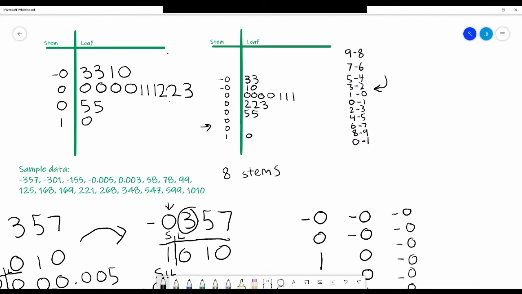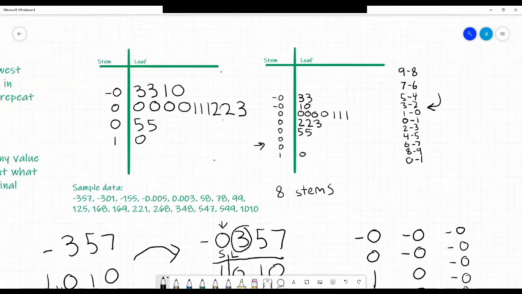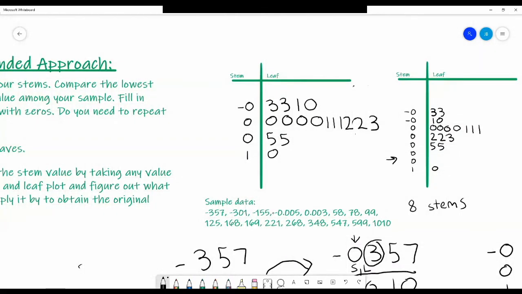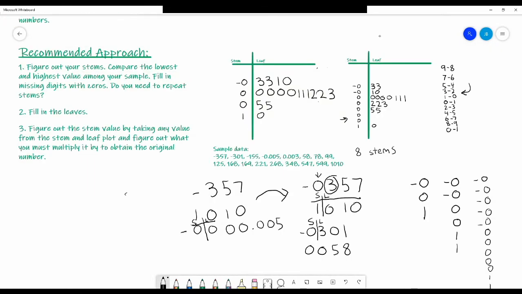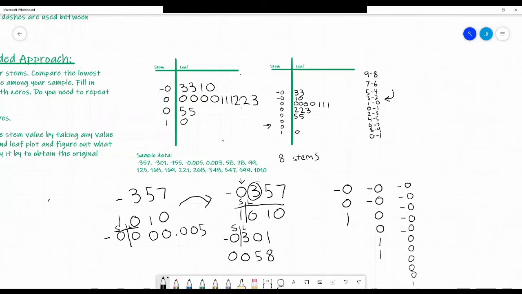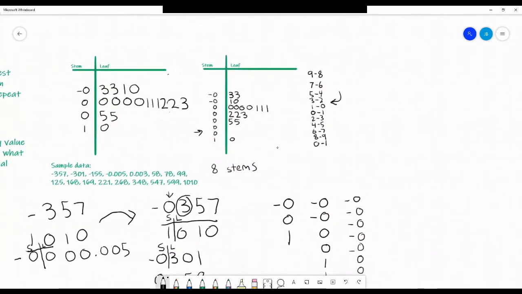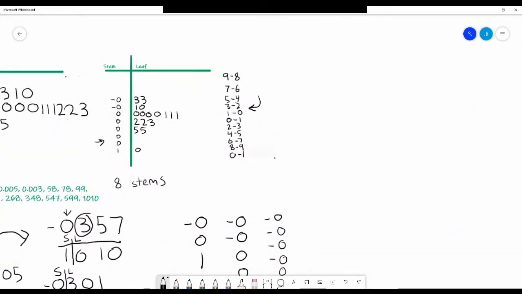We have followed the first stem rule, and we have completed our second step in creating a stem and leaf plot. The final step would be to figure out the stem value by taking any value from the stem and leaf plot and trying to figure out what you must multiply it by to obtain the original number, give or take some. What do I mean by this? Well, let's look at our stem and leaf plot here. If we were to imagine the line dividing the stems and leaves as a decimal point, any value here could be turned into a number.